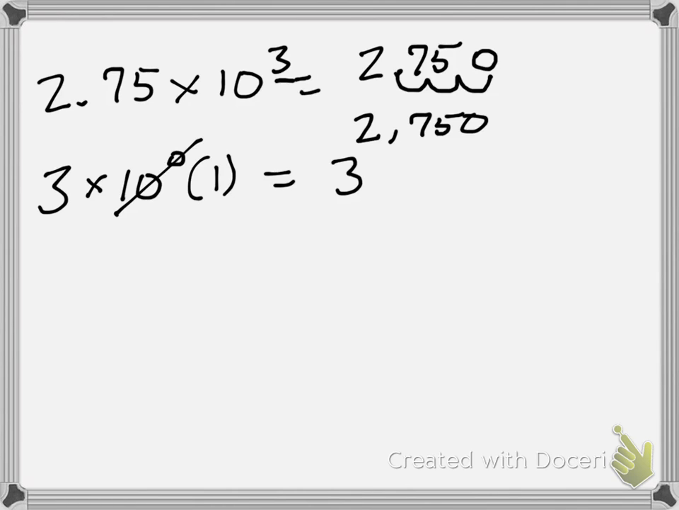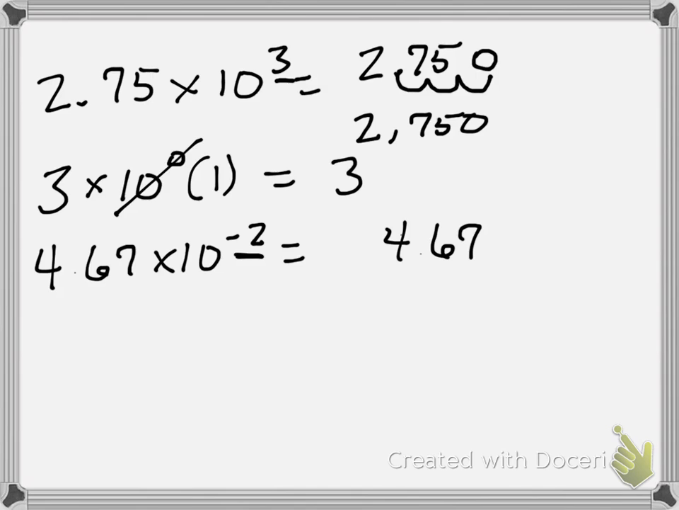Now, if we had 4.67 times 10 to the negative second power, this time, since it is a negative exponent, you will not move the decimal to the right, you will move it to the left. So if you had 4.67, you would move that decimal 2 times to the left. And we know that this value should begin with a decimal because the exponent was negative. And so our final answer would have been 0.0467.